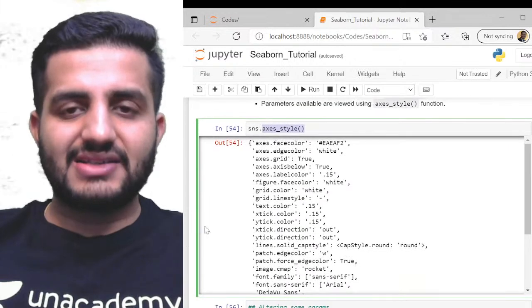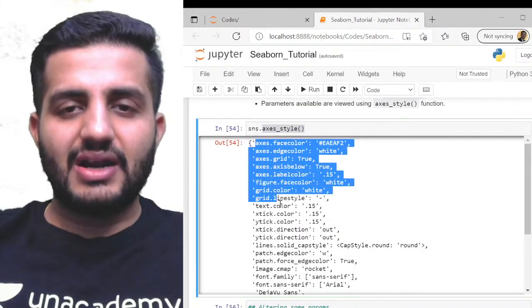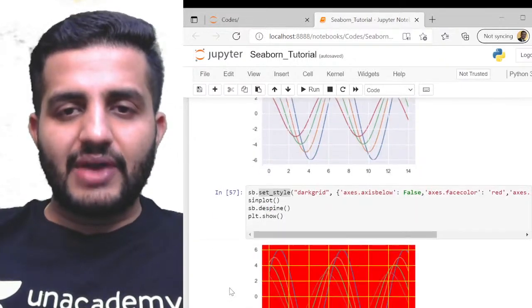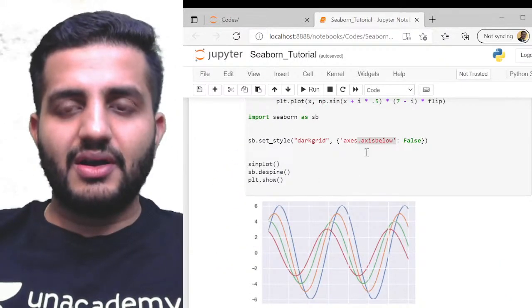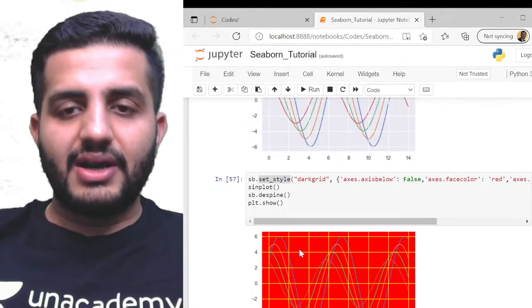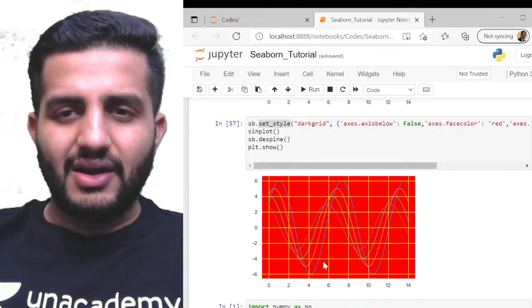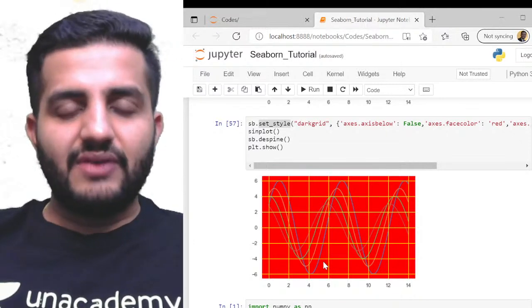So again, axis style also gives you a lot of functionalities. You can see a list of functionalities available here. Some of them I tried to show you, like you can put the axis below or top of your grid. You can change the color of your background and even change the color of your grid. A lot of options available, guys. Just feel free to play around.